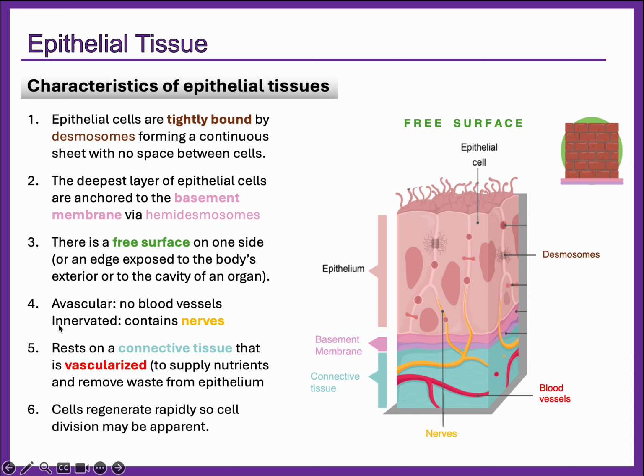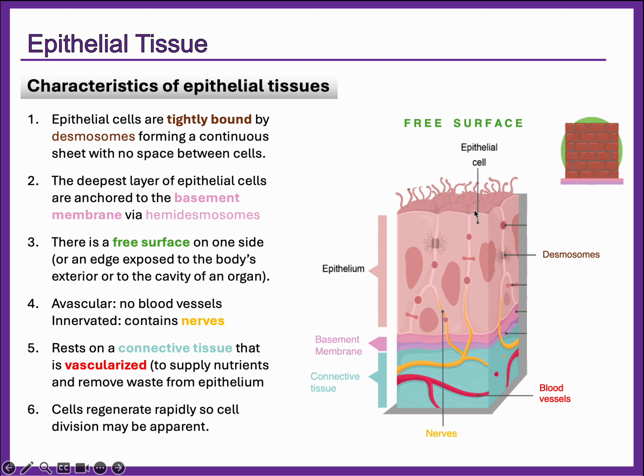Epithelial tissue are also innervated. Nervated, right, means that there are nerves. Innervated is like a tissue is innervated, full of nerves. So these contain nerves, right? Do you see over here these yellow nerves that are entering into the tissue? That's because epithelial tissue is innervated with nerves.